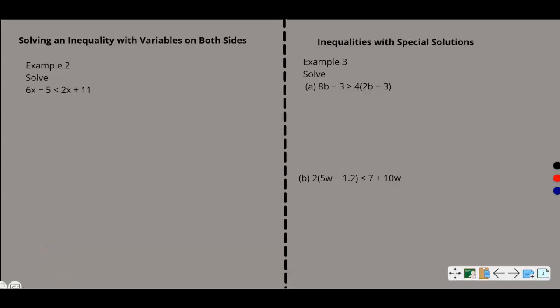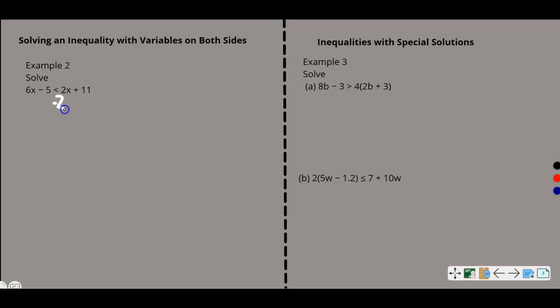The next example, we're still solving multi-step inequalities, but now we have a variable on both sides. So example 2, solve 6x minus 5 less than 2x plus 11. You can see as the inequalities get longer, now they're not really asking us to graph these as much, but you can still always graph these if you want to show your solution set.